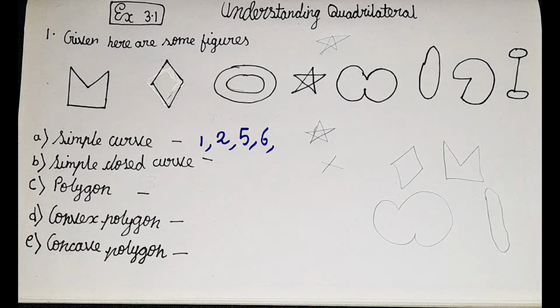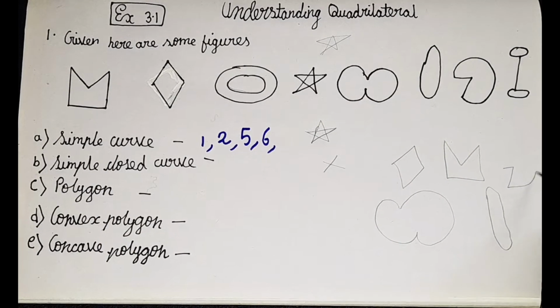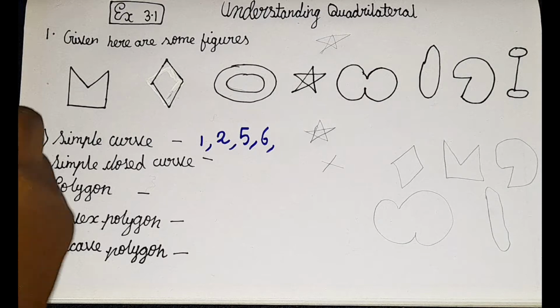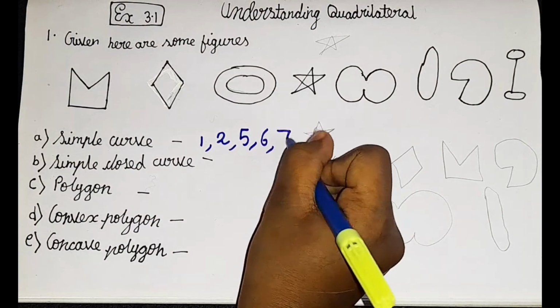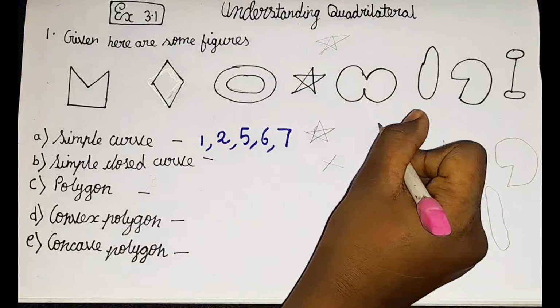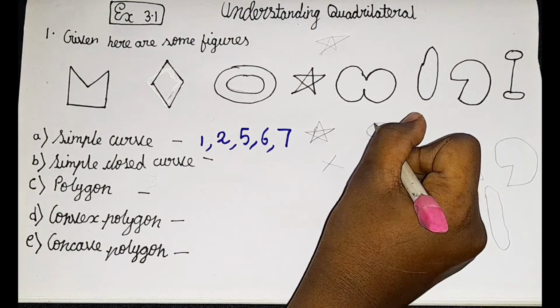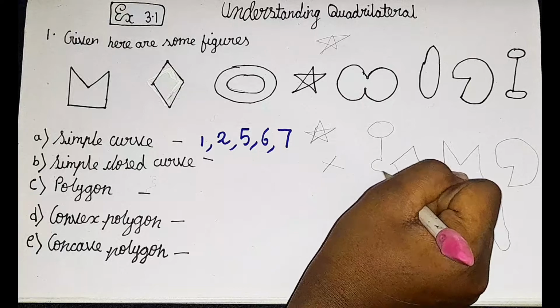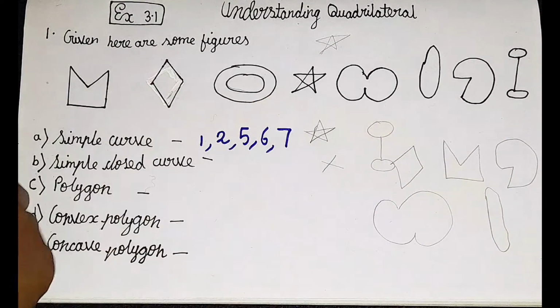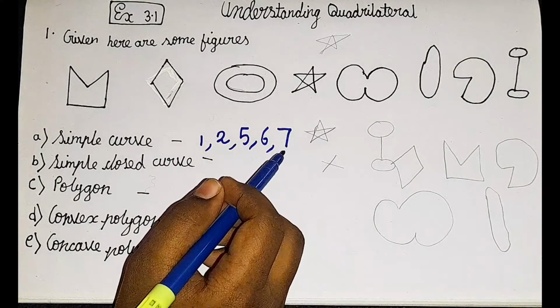Next we have this type of drawing, am I right? This also I drew without lifting the pen. So this is also a simple curve. Our last figure is a circle. After that, like this, am I right? For drawing this, I took my pencil up, which means it's not a simple curve. So these are the answers for the first question.